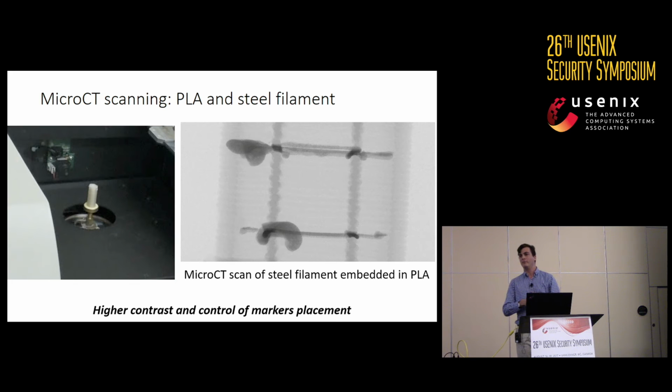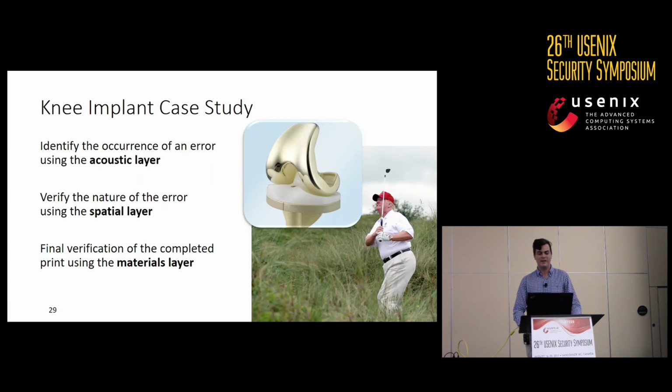Now, these are markers that are entire layers, but you can imagine that if we were to just place little dots of markers throughout the print, it would be very easy to tell exactly where those lie in a 3D sense. So let's put all this together, the acoustic, spatial, and material layers. And we'll go back and we'll see if we can help Timmy here.